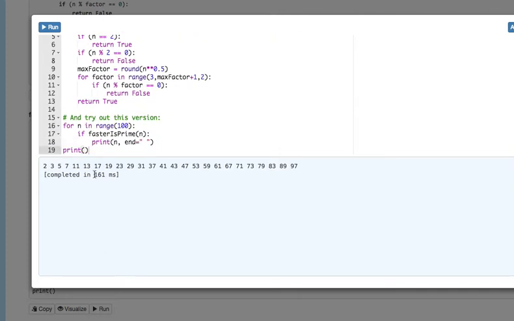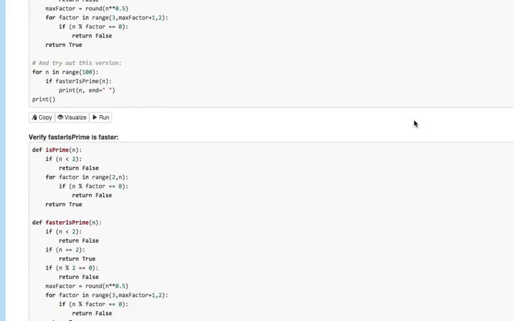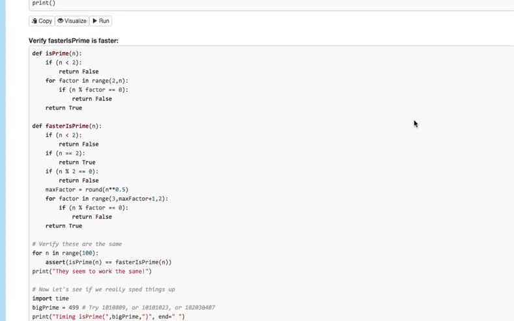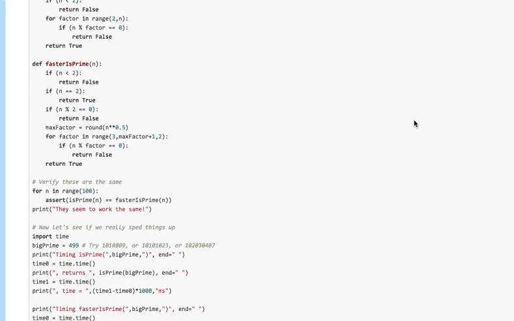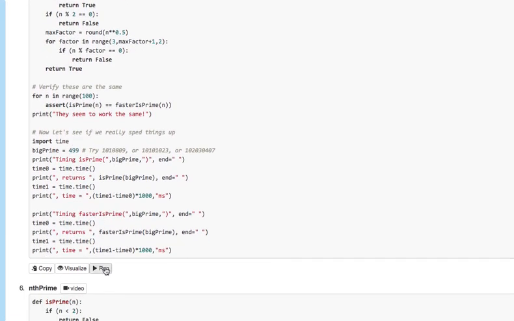And so we see that this was much faster. Isprime, when we only go up to the square root, completes in 161 milliseconds. And so we can check and make sure that it's faster. We're going to actually import time and time these two functions and kind of race them against each other. So let's see what happens.